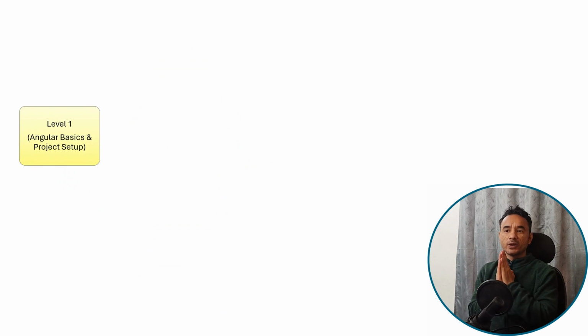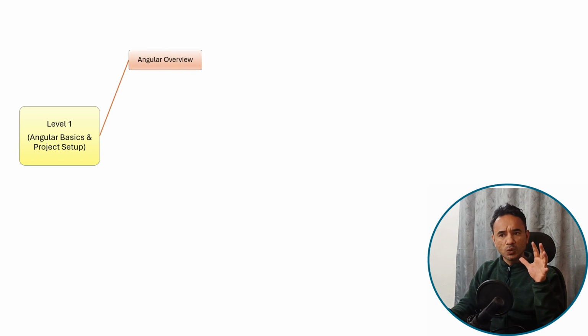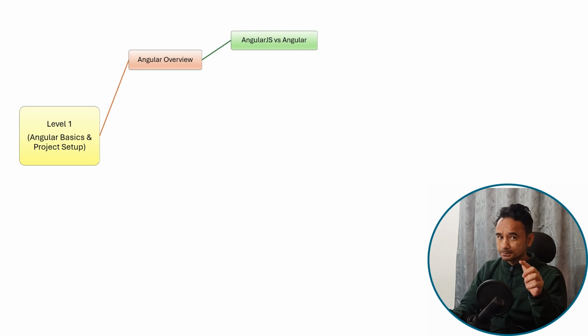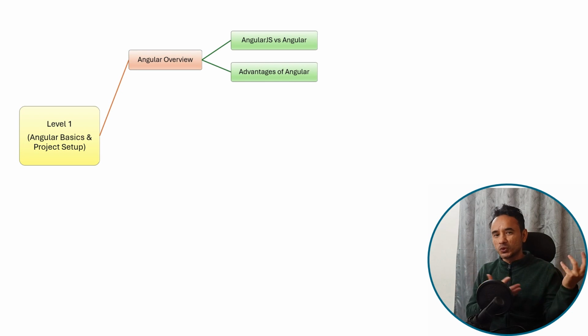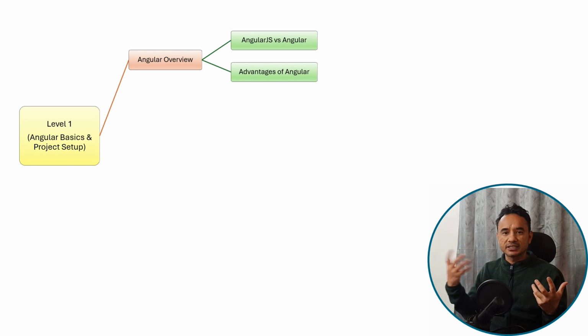Level 1 is Angular basics and project setup. So let's start with the basics of Angular. First of all, you should know and understand what Angular is and how it is different from AngularJS. Okay, then understand what the advantages of using Angular are. Because if you don't know the advantages of Angular, then why are you using it? Why don't you use some JavaScript, React, something else?